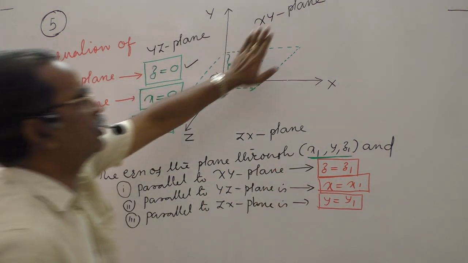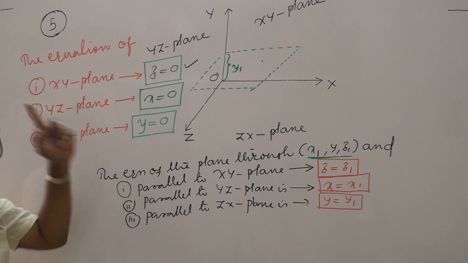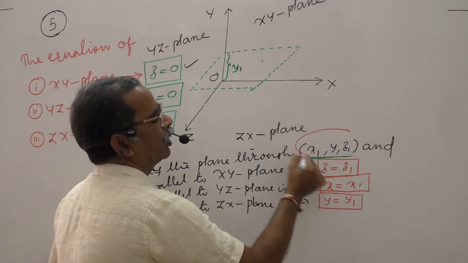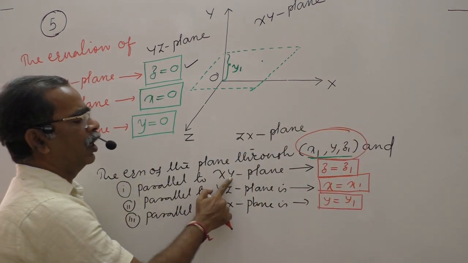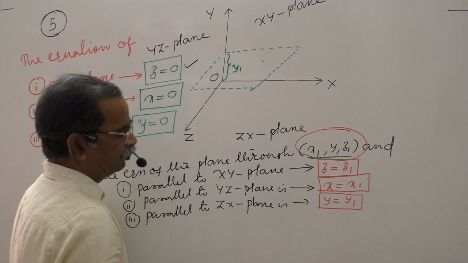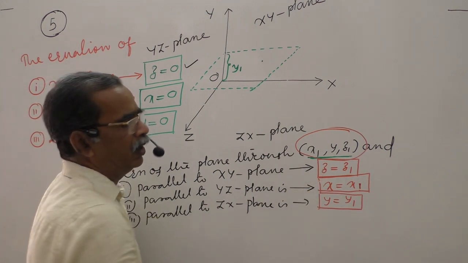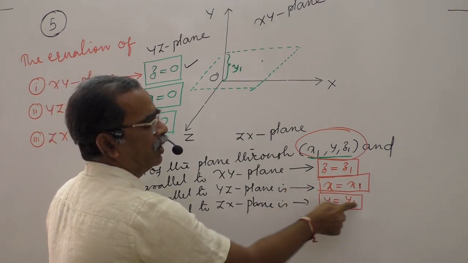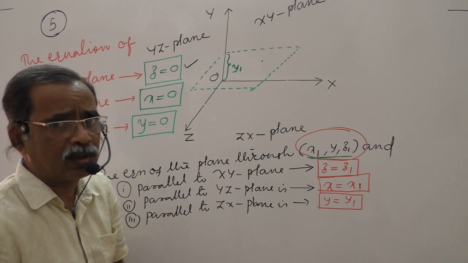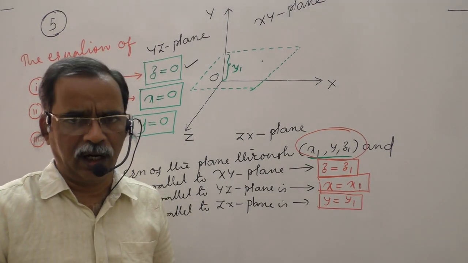The xy plane, this one, equation is z equal to 0, the yz plane, x equal to 0, the zx plane, y equal to 0. If the planes are parallel to those three and passing through a point x1, y1, z1, the plane parallel to xy will have z equal to z1, parallel to yz, x equal to x1, and parallel to zx, y equal to y1. So these can be taken simply as z equal to k, x equal to k, y equal to k. x1, y1, z1 are coordinates of the point. They are numbers, no? Yes. So this is about equations of standard planes and their parallel planes.